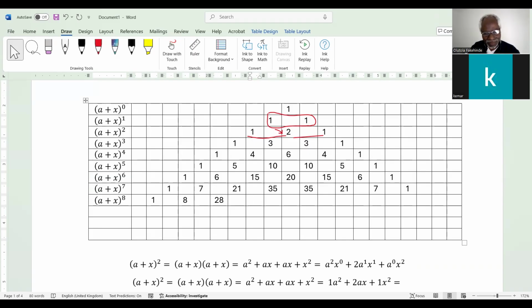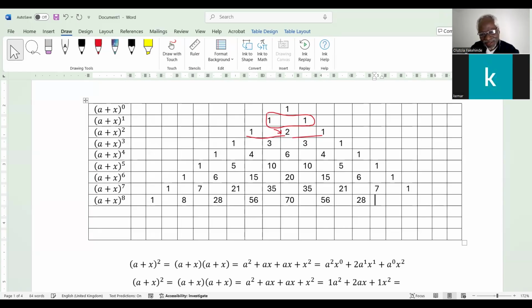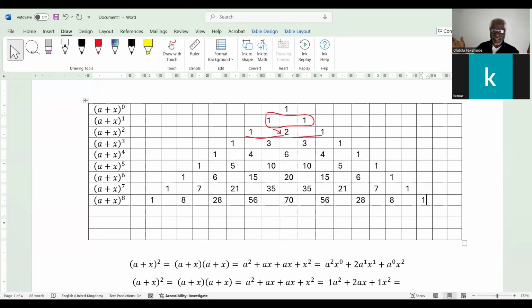I'm at 35 and 21, that's 56. 56. Good. Then 70, 70, then 56, 56 again. Then 8 at 21 and 7, that's 28. 28. Then 8, then 1. Good. That is it. That's how we build the triangle.